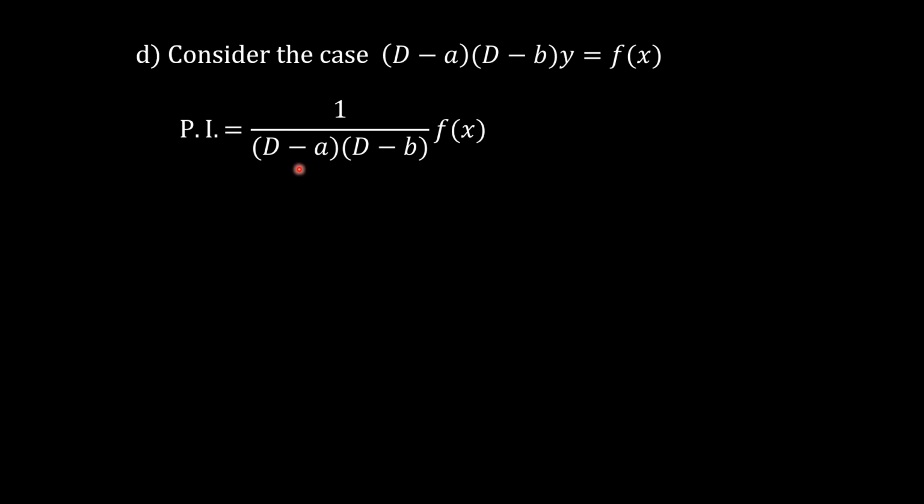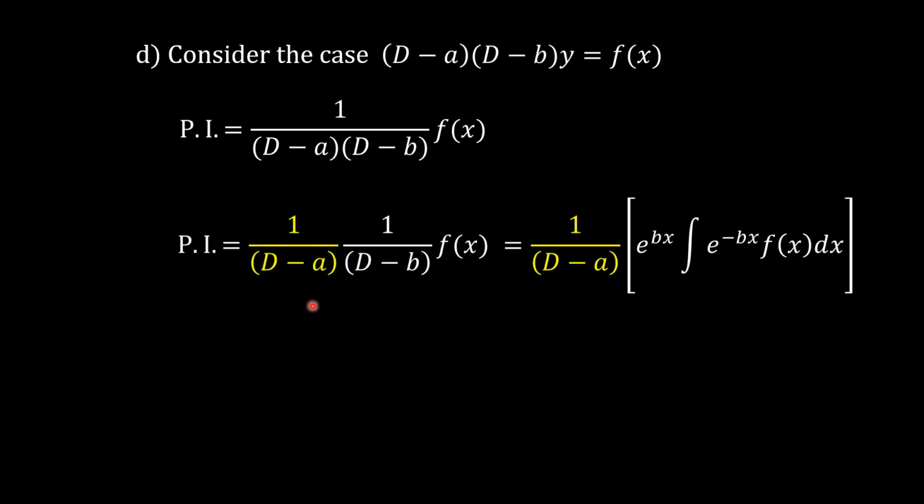Please keep in mind that this (D minus a)(D minus b) is our phi of D, and if you recall the formula for particular integral, we have written it as 1 upon phi of D of f of x. Now here one way is to operate these operators one by one on f of x. So we will see that first. So 1 upon (D minus a) into 1 upon (D minus b) of f of x. First we are going to operate 1 upon (D minus b) on f of x.